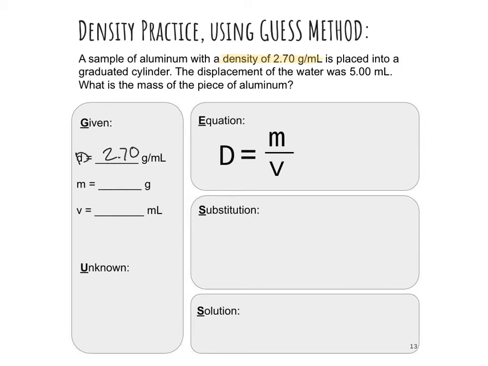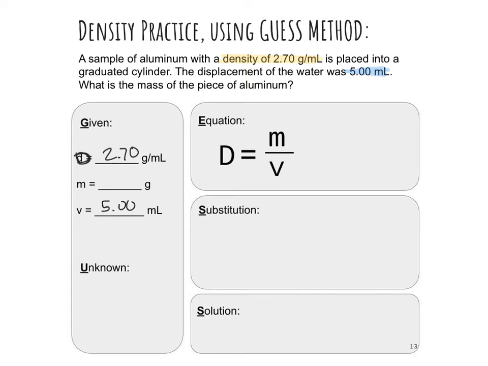Sorry, this was supposed to be capital D and I was supposed to change it, but my bad. It's the same thing. Okay, so density equals 2.70 grams per milliliter. And that's placed into a graduated cylinder. And we're seeing the displacement of the water being 5 milliliters. Okay, so 5 milliliters there is a volume, because volume has the unit milliliters. So down here over in givens, next to volume, I'm going to put 5.00 milliliters.